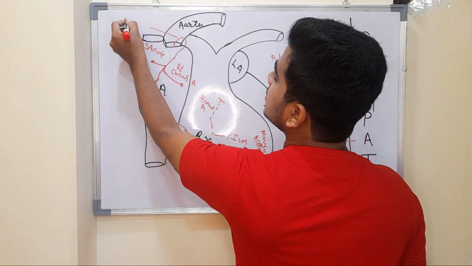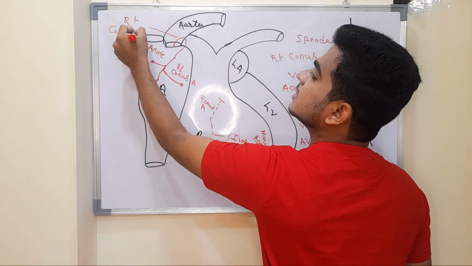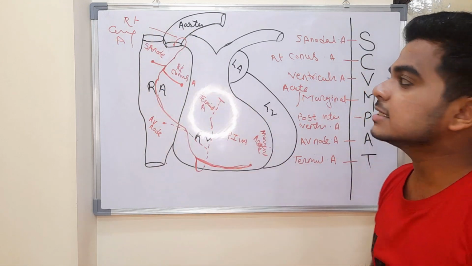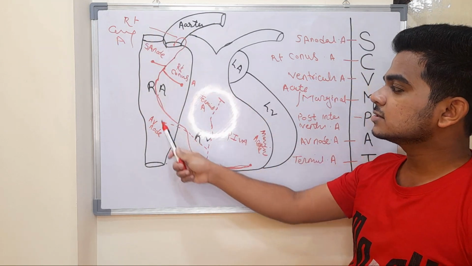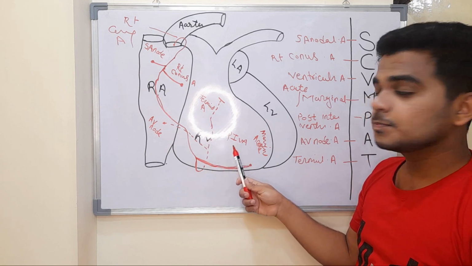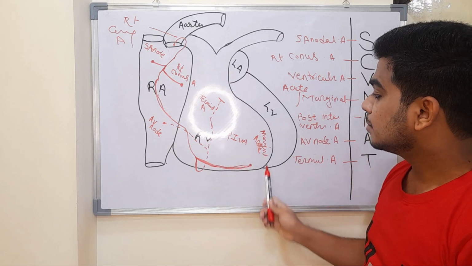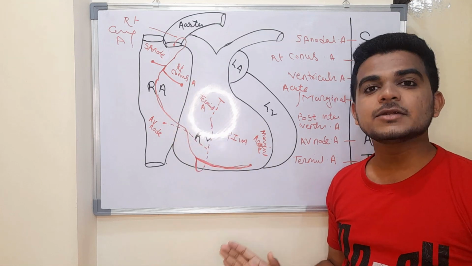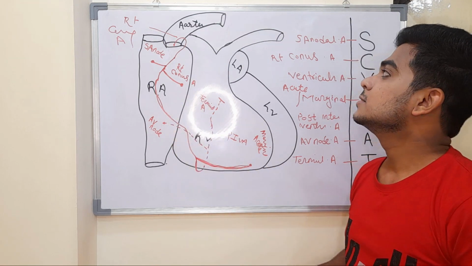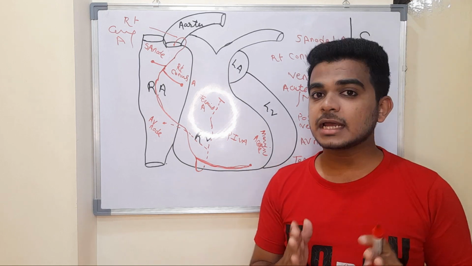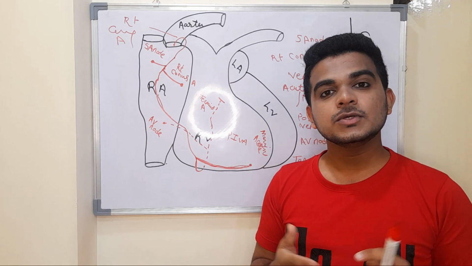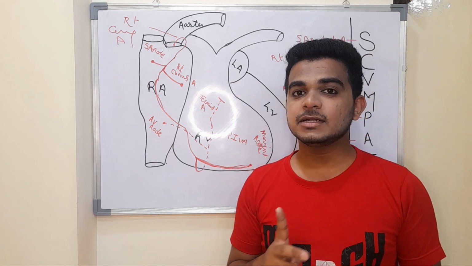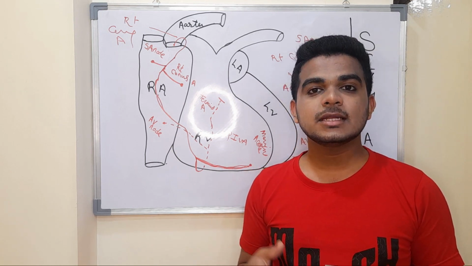This is the right coronary artery, and it travels and gives many branches like SA nodal, conus, terminal branch, posterior interventricular, marginal, AV nodal. So these are the branches of the right coronary artery. So students, that is about the right coronary artery. I hope you understand this topic. Then I will explain the left coronary artery in the next lecture.